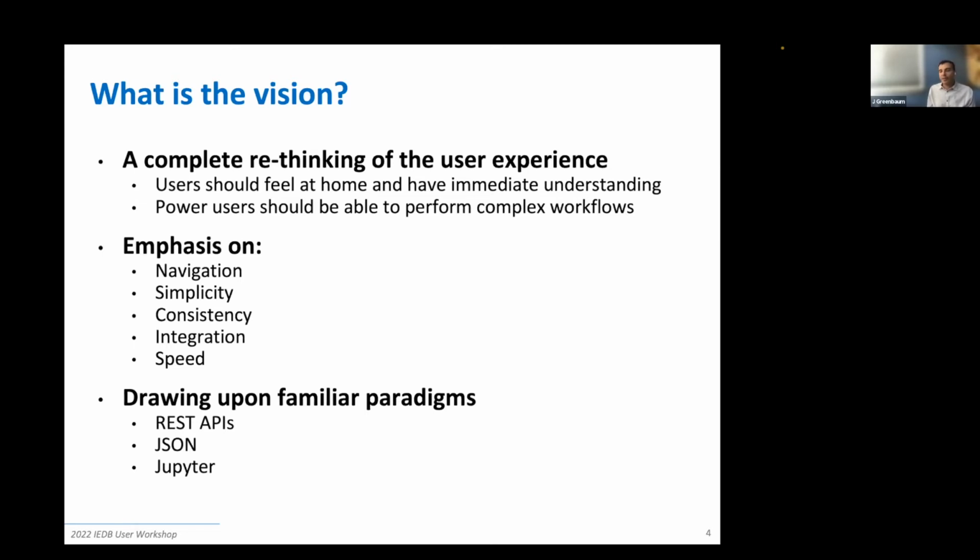So we want to be able to accommodate real world use cases, semi-large data sets, in a reasonable amount of time. That's a big concern of ours. And then we want to do all of this by drawing upon things that are really familiar to us, things that we know work. So things like REST APIs, JSON as a data exchange format, and while not using it directly, just drawing inspiration from Jupyter and the way Jupyter notebooks work.